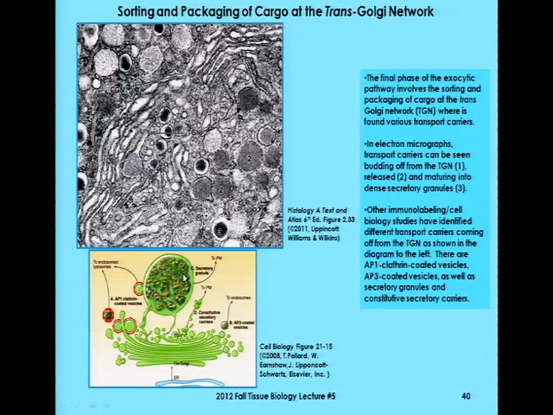The diagram here provides a nice summary of the sort of events that are occurring along the trans-Golgi network. We see the budding off of cargo via clathrin-coated vesicles. There is also another type of coated vesicle called AP3 coated vesicles. There is formation of these secretory granules like this. And there are also secretory carriers that all come off the trans-Golgi network.